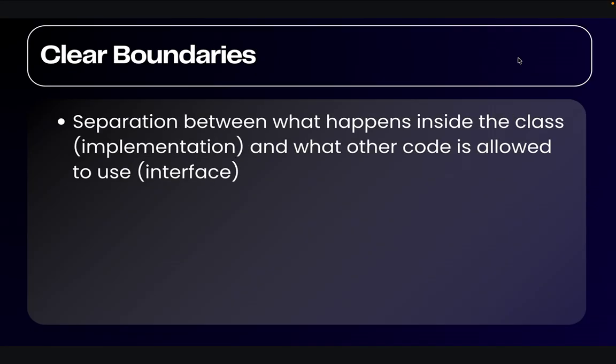Then creating clear boundaries. That's basically creating the separation between how the class is implemented and what other code that can interact with it can do or interface with. There will be times where you have various classes that work together, and you may want one class to do something and the other class to not be able to do that. That would be creating the boundaries of what each piece of code is allowed to do when it comes to that class.